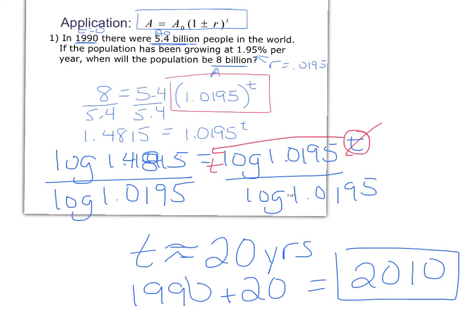One thing to be really careful about is this is not subtraction. It's only subtraction if you had the log of 1.4815 over 1.0195. But because both of them have logs, you're going to just divide them. Okay? So just be careful on that point.